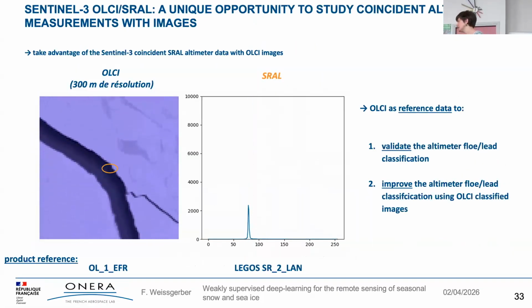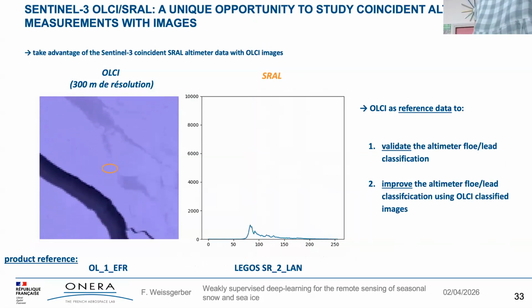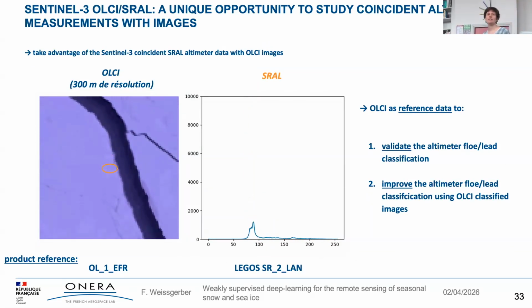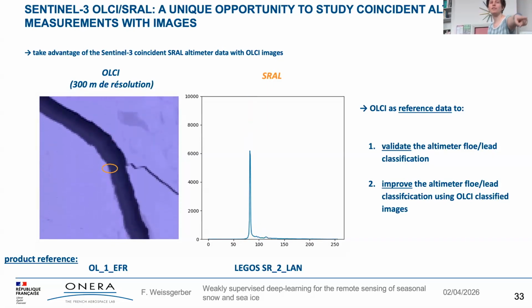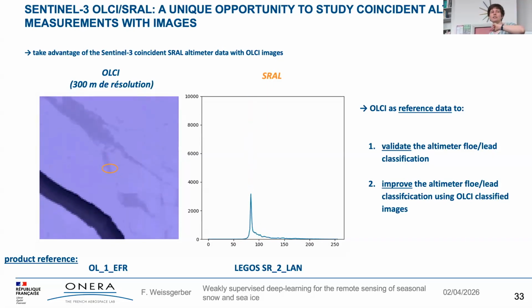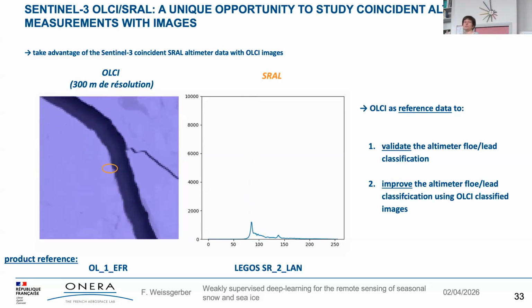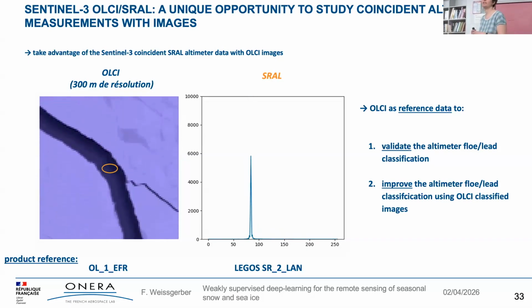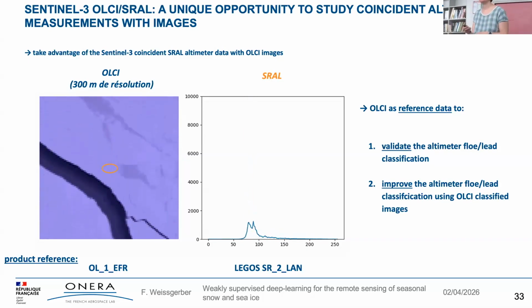So thanks to OLCI, we can get the image. So that is really something that did not exist before Sentinel-3. And so we can see that when the sensor is above a lead, we can get more information in the waveform, and then we have less information. So we want to use OLCI images to validate any floe lead classification, and maybe after to improve the classification of floes and leads.